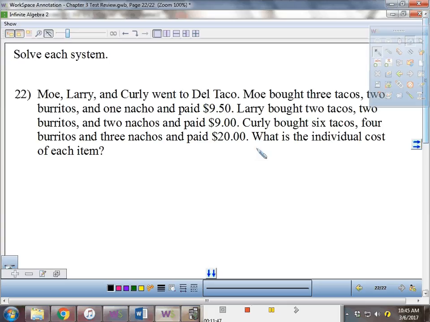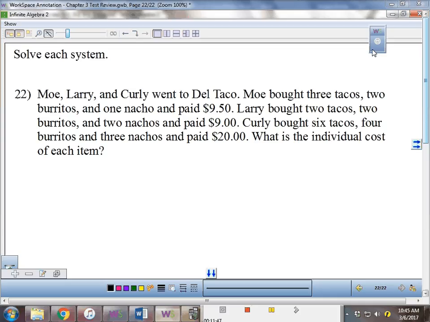All right, last one. Mo, Larry, and Curly went to Del Taco. Mo bought 3 tacos, 2 burritos, and 1 nacho, and paid $9.50. Larry bought 2 tacos, 2 burritos, and 2 nachos, paid $9. Curly bought 6 tacos, 4 burritos, and 3 nachos, and paid $20. What is the individual cost of each item?